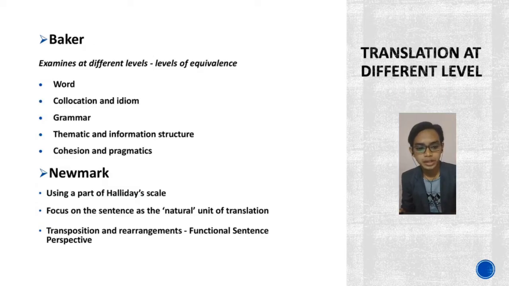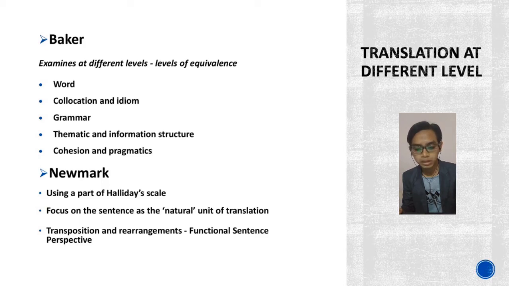Okay, the next is translation at different levels. In their textbooks of translation, Hatim and Munday discuss translation using in part a scale that has become well established in linguistics with the work of Michael Halliday. It should be noted that Halliday's linguistics also informed much of Mona Baker's influential work, which examines translation at different levels, although in Baker's case it is levels of equivalence: at the level of the word, collocation and idiom, and then grammar, thematic and information structure, cohesion and pragmatics.